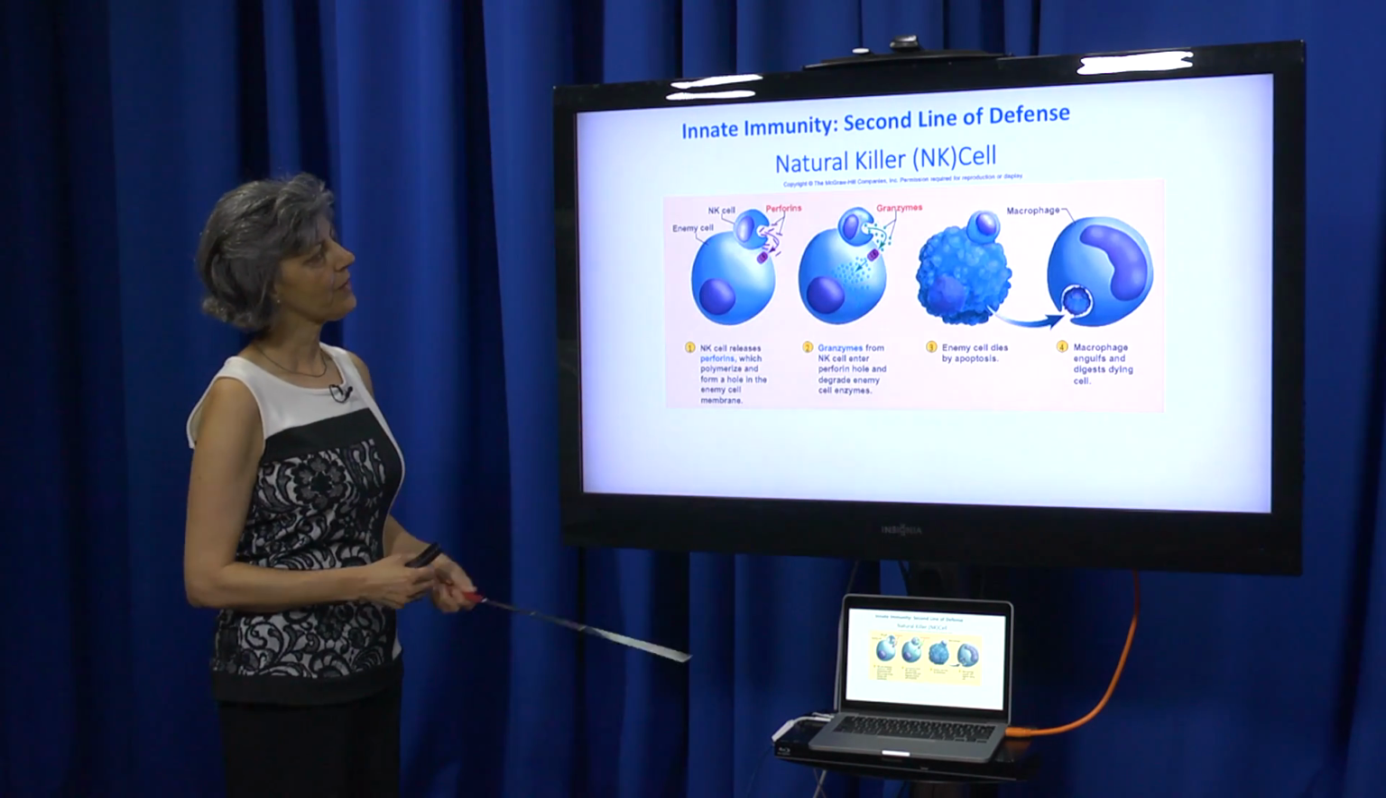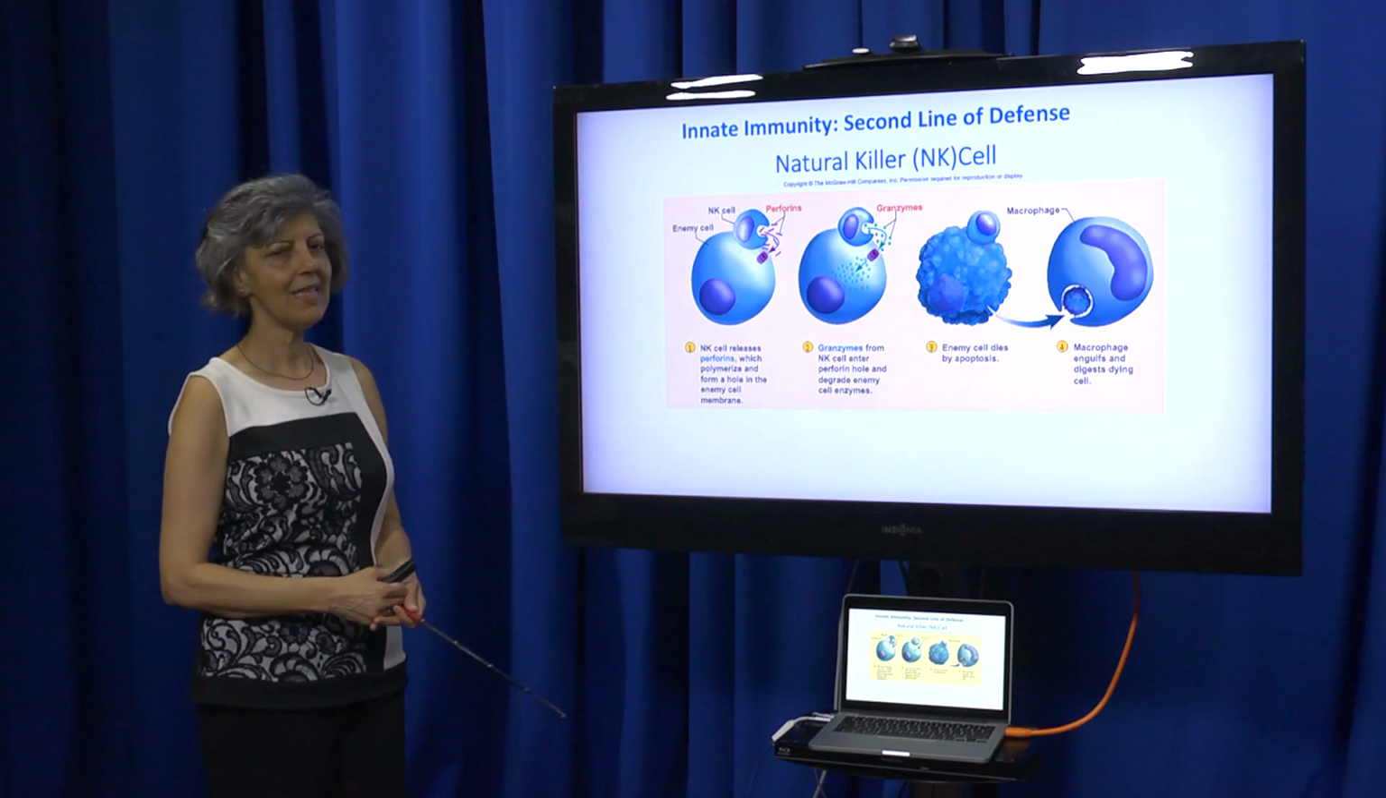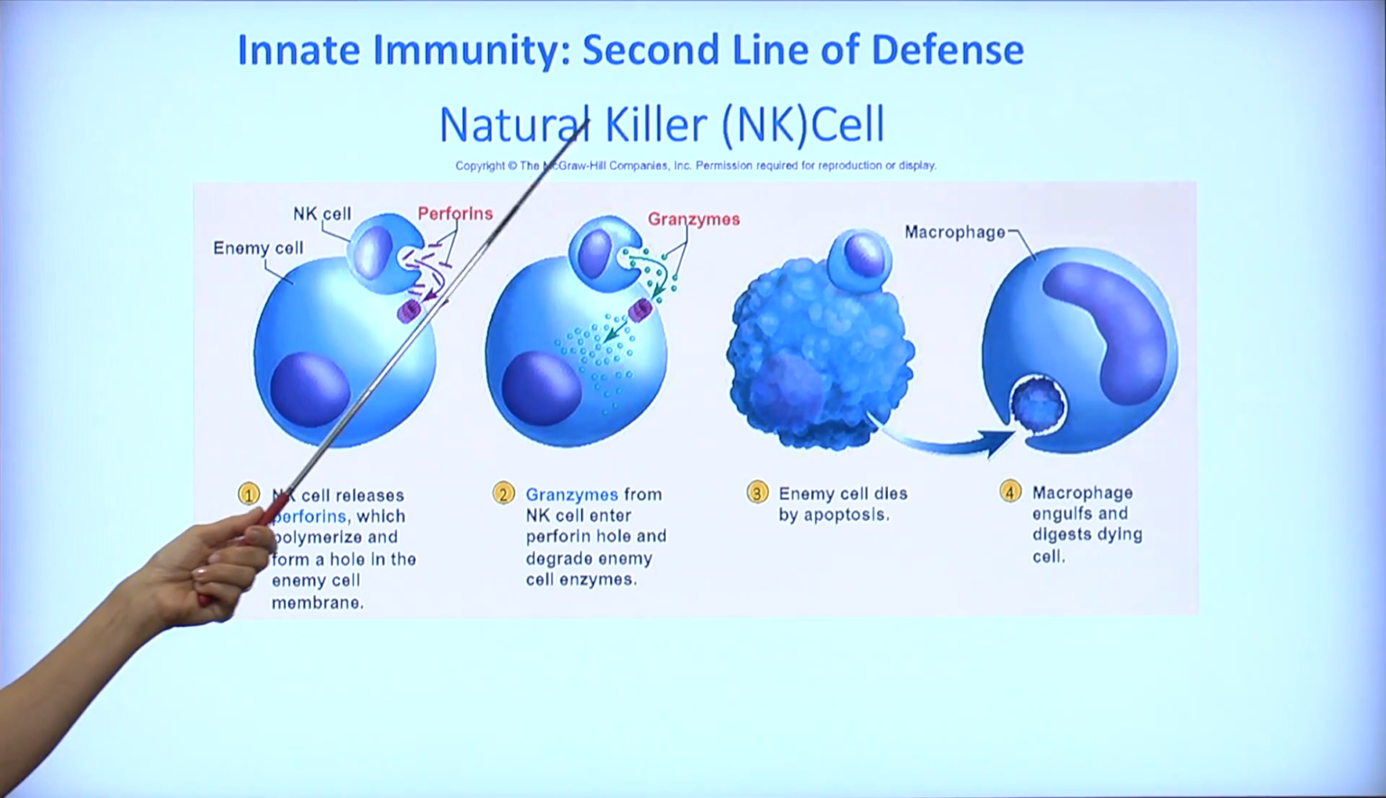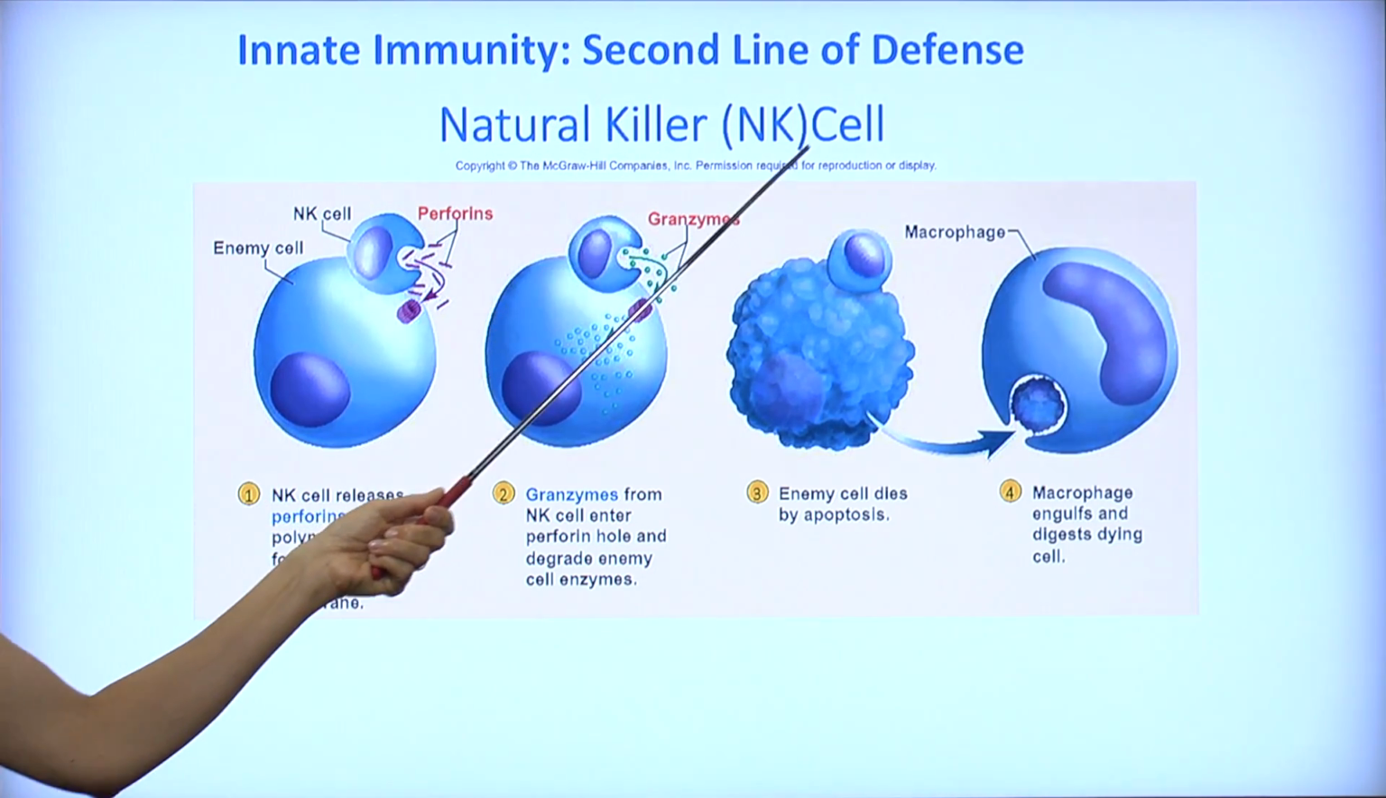Another type of cell in the second line of defense is the natural killer cell, or NK cell. What is the nature of the NK cell? It is actually a lymphocyte. It's an unusual lymphocyte. It's a very big lymphocyte. It has granules, and when we look at it, what does it do? It has the ability of destroying cells. So remember, killer cell because it kills cells.